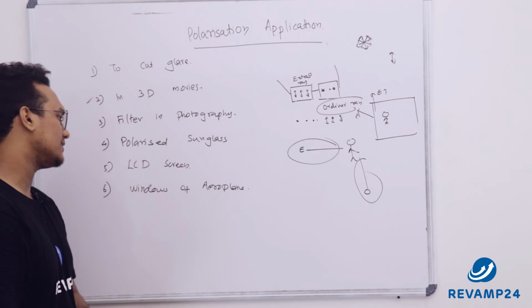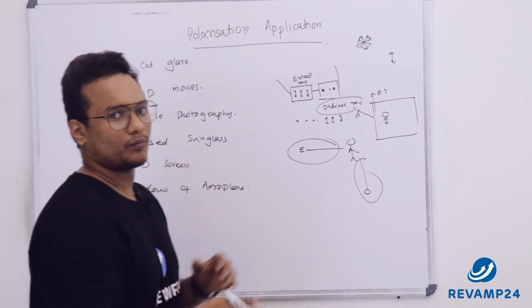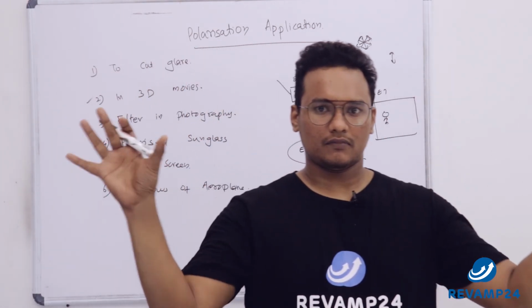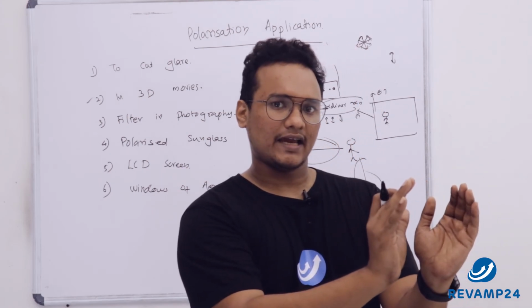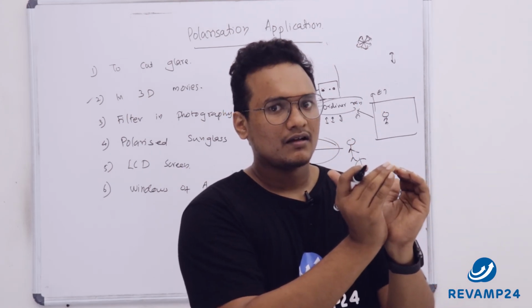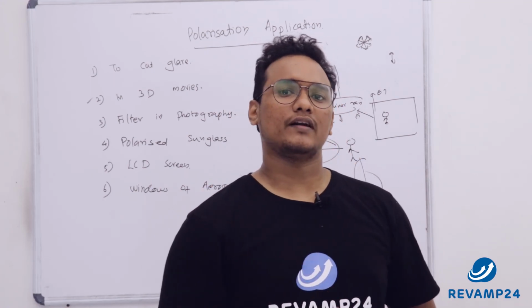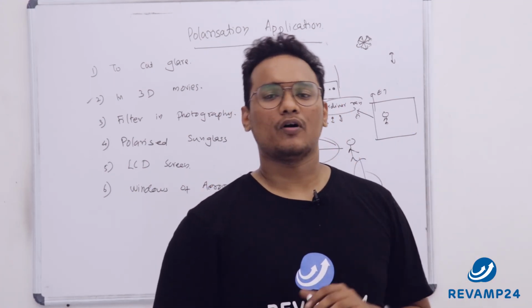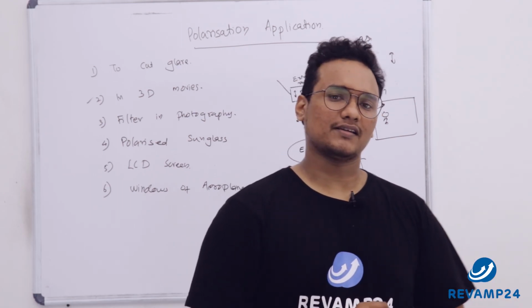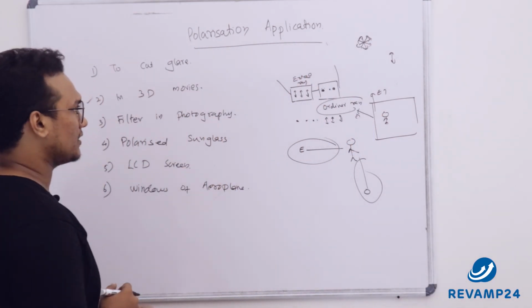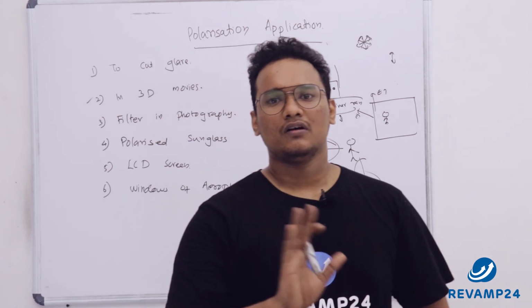Next thing is LCD screen. Now windows of aeroplane, same thing. Unpolarized light of higher intensity can be reduced into polarized light of lower intensity using a polarizer. Okay, so these are the applications. Just learn 5 or 6 applications. This can be asked for a 2-mark question.